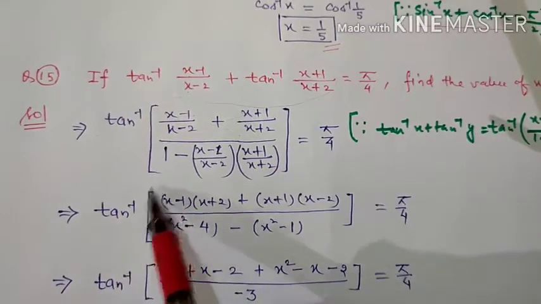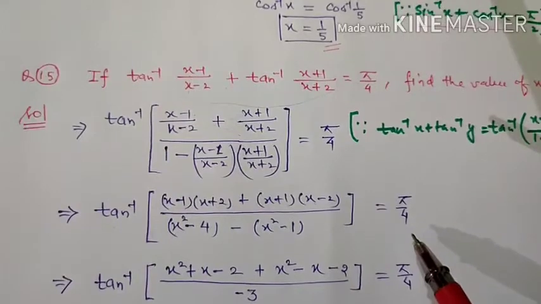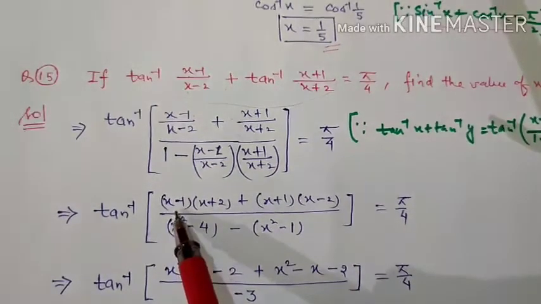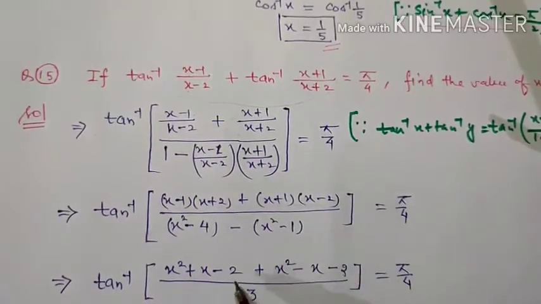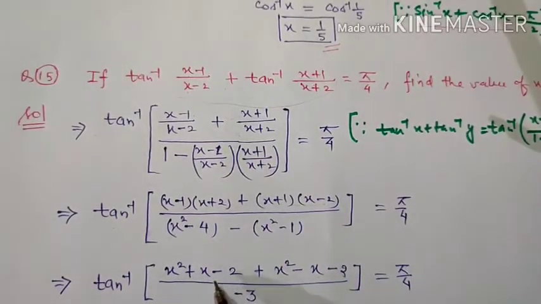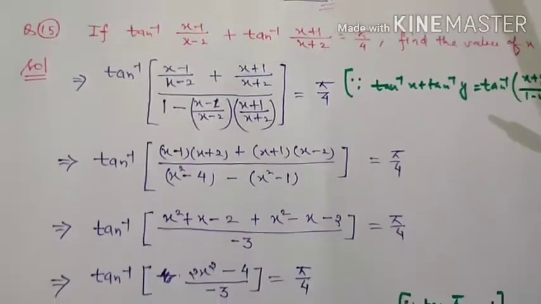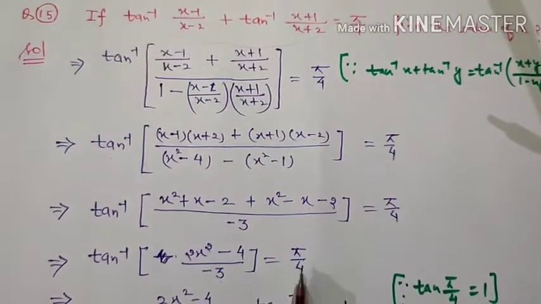So the tan inverse is already here, and pi by 4 is already here, which means their positions have not changed. Just simplify the brackets. We'll be getting x² + x − 2 after solving this, and x² − x − 2 after solving the other. So here you'll be getting (2x² − 4)/(−3) is equal to pi by 4.